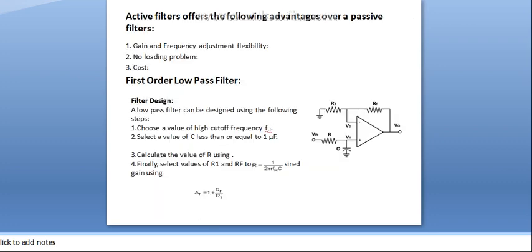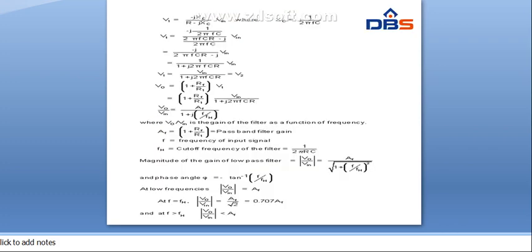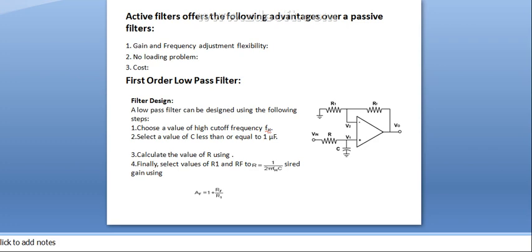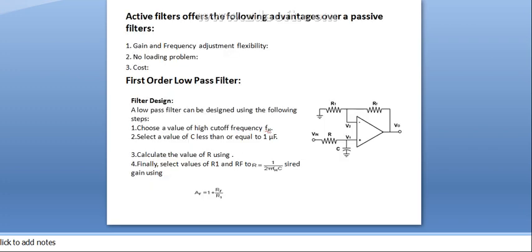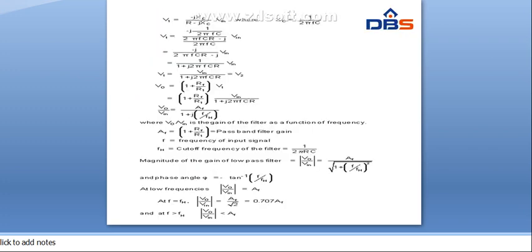See here. Here what is the voltage at node V1? The voltage at V1 is equal to minus JXC by R minus JXC. See here, voltage at V1 is the voltage across the capacitor, that is minus JXC by R minus JXC into V in. That is the node voltage V1.